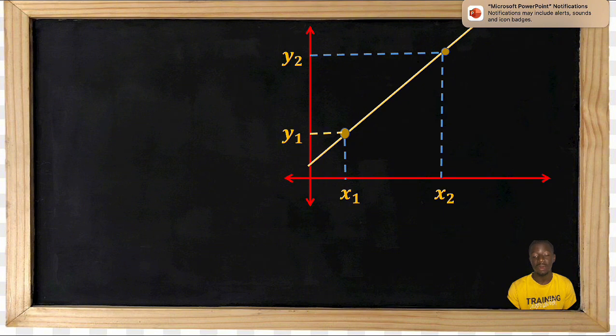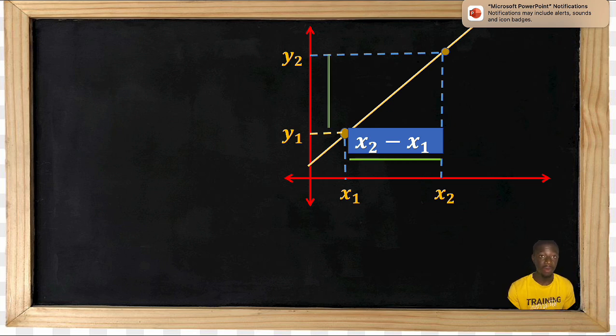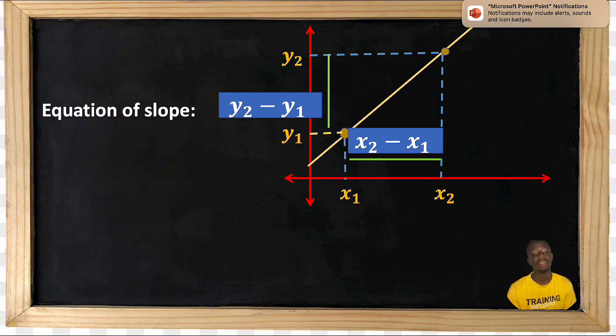Then in this case, what is the difference? The difference on the x-axis will be x2 minus x1, and the difference on the y-axis will be y2 minus y1, as you might guess, right? So in this case, we say that the equation of the slope is the difference on y all over the difference on x, which equals y2 minus y1 all over x2 minus x1. I guess you understand, right?